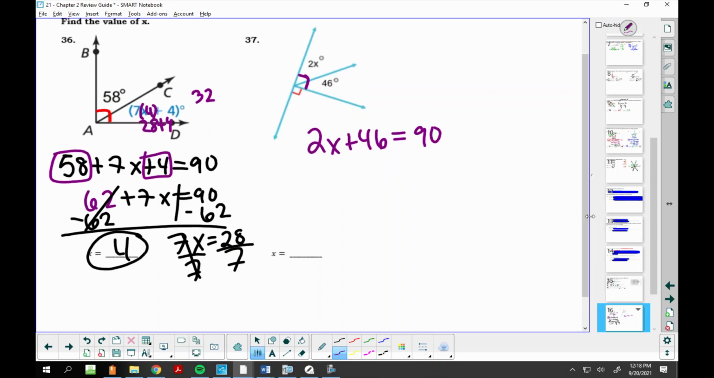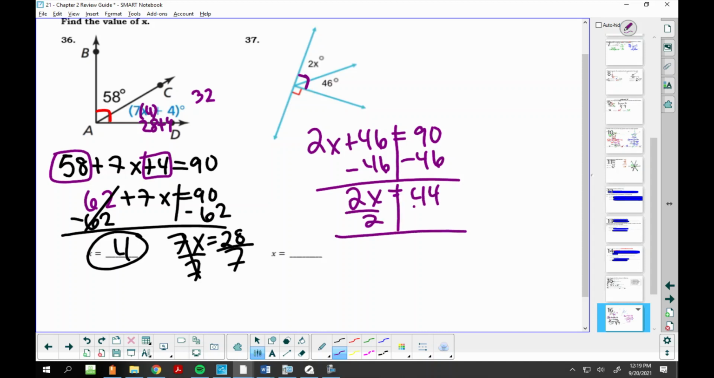Okay, I did something different. What did you do? I did 2x plus 46 plus 90 equals 180. Perfect. Yep, that works too. This is just one step shorter, but yes, you also can do that. That's a good idea. Okay, so minus 46, that's 44. Divided by 2. x equals 22. So this angle ends up being 2 times 22, which is 44, and 44 plus 46 is 90. So they were almost equal, but they're not quite equal.